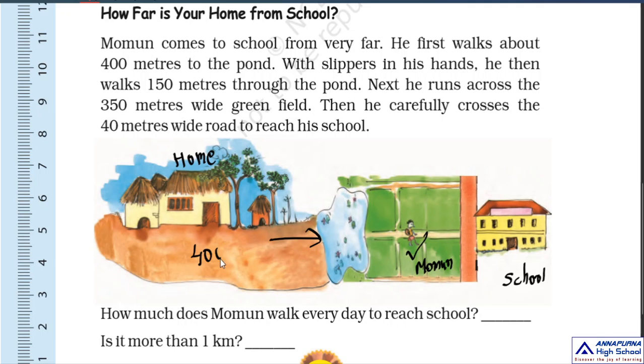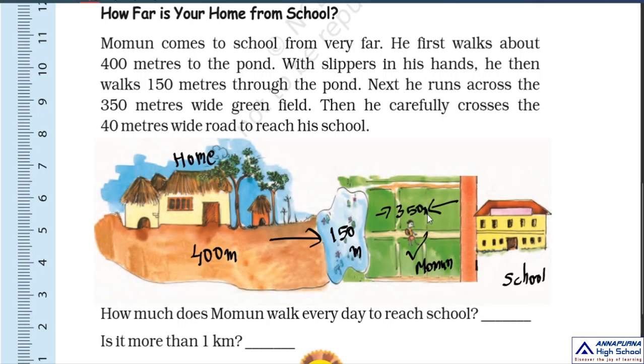He walked 400 meters. Then with his slippers in his hand, he walks 150 meters through the pond. How much? 150 meters through the pond. Maybe the water is less, that way he is able to walk in that pond. Then he ran across the green field, which is 350 meters wide. This is 350 meters.